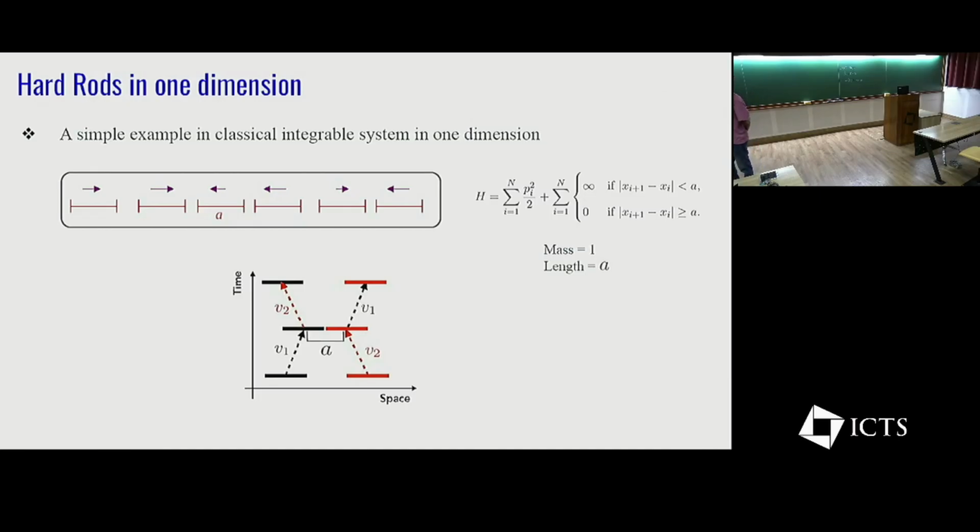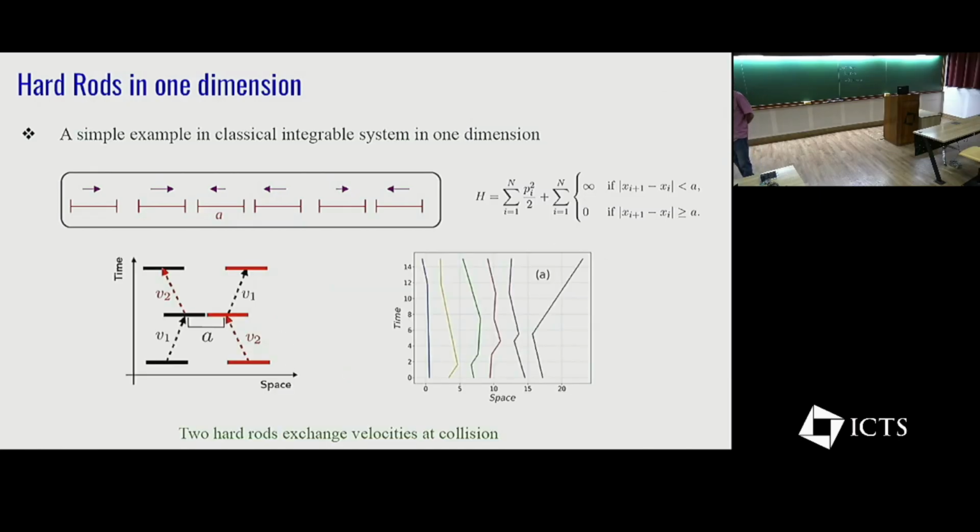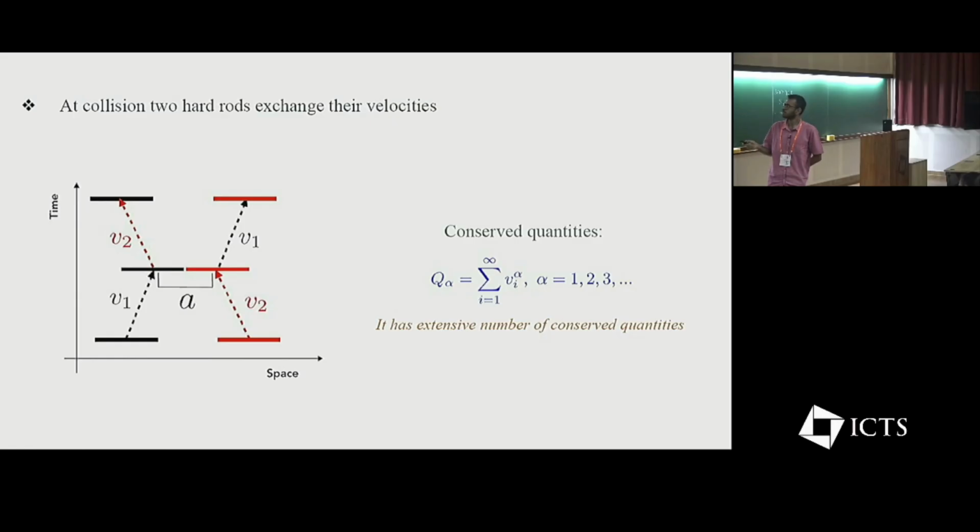Now for the dynamics, these hard dots move ballistically between two successive collisions, and if they collide, their momenta are exchanged. As their momenta are only exchanged, all moments of the momentum are conserved, and these are the conserved quantities for different values of alpha.